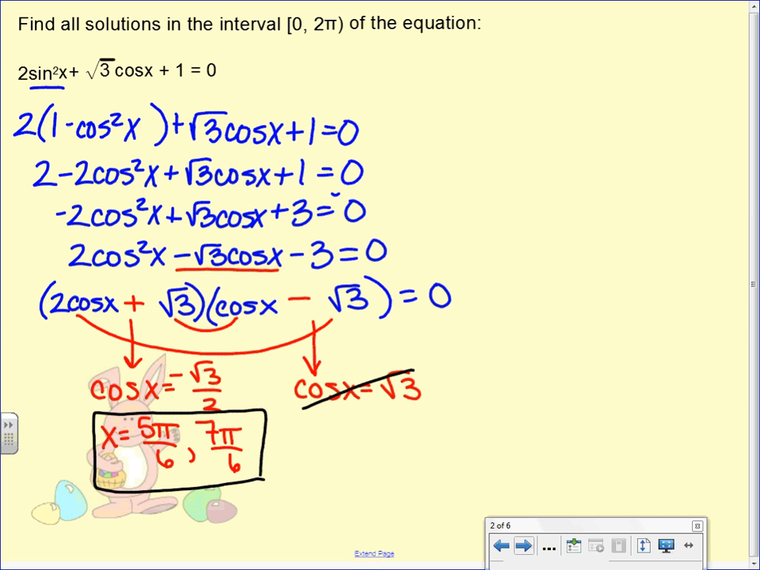And then you can always plug them back in and make sure they work if you want. If the factoring gives you trouble, you could always, once you get to this point, use the quadratic formula. If I can spell that correctly, that would be amazing.